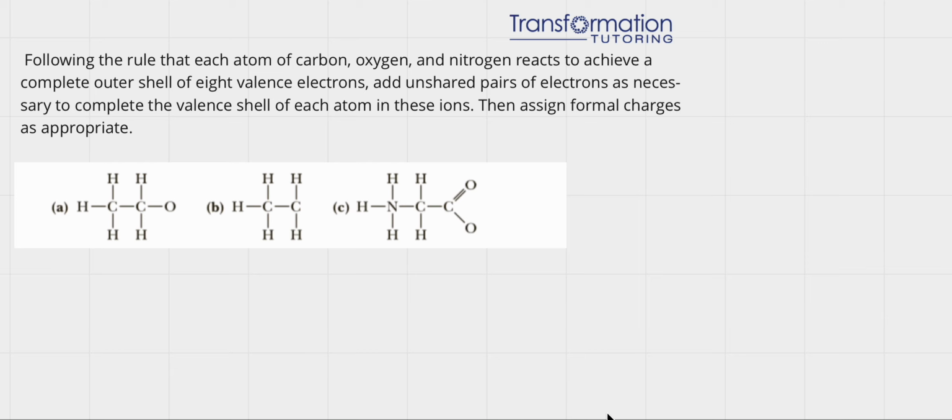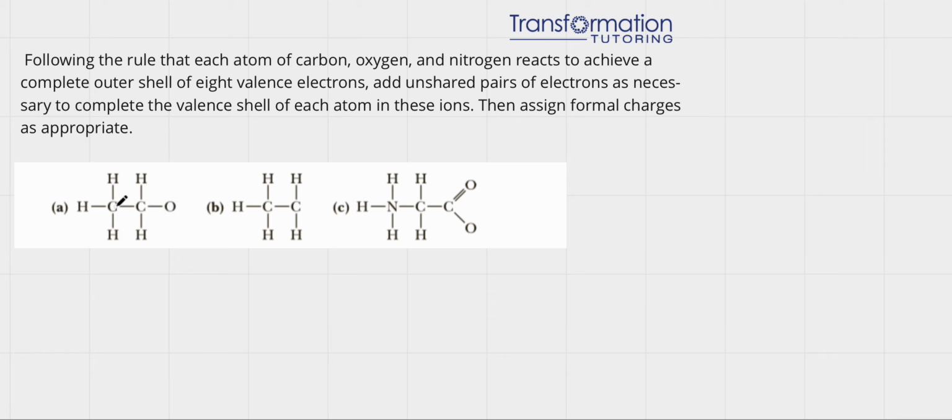The rule is that each atom of carbon, oxygen, and nitrogen reacts to achieve a complete outer shell of 8 valence electrons. Add unshared pairs of electrons as necessary to complete the valence shell of each atom in these ions. Then assign formal charges as appropriate. So what this question is telling us is that for carbon, oxygen, and nitrogen, we want to have 8 electrons, and if we do not have 8 electrons, we have to put lone electrons.